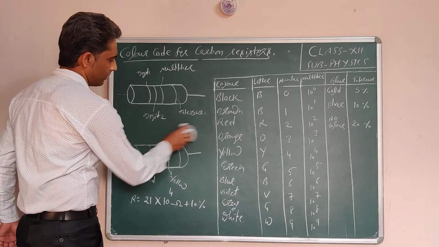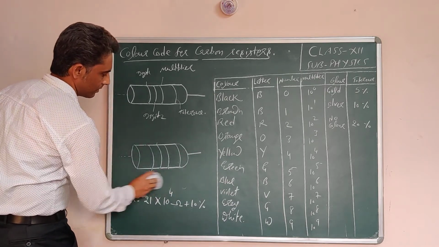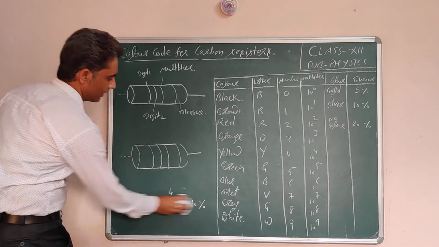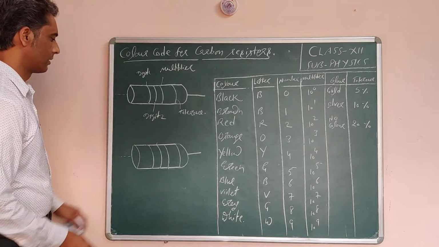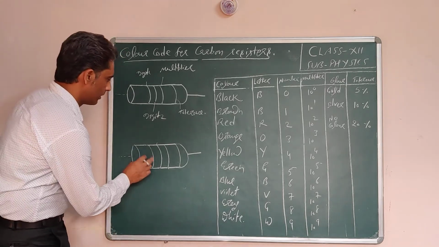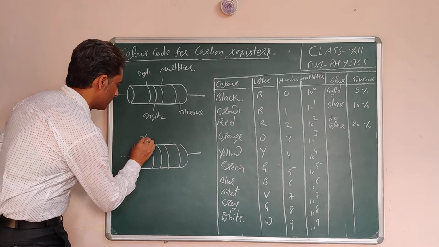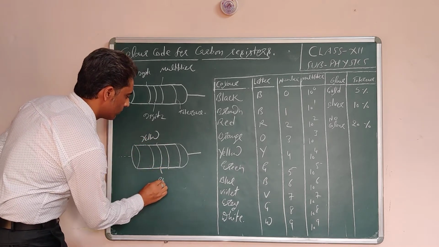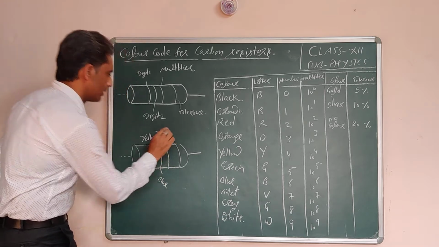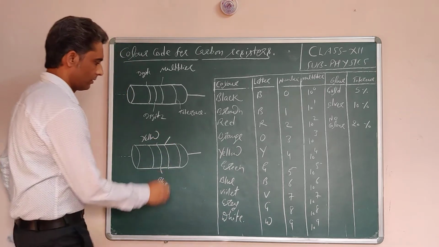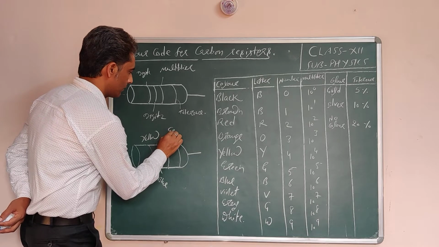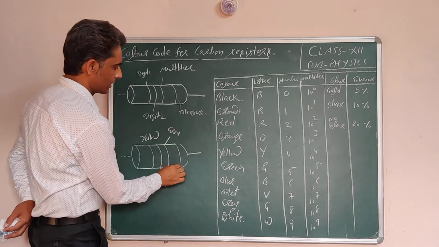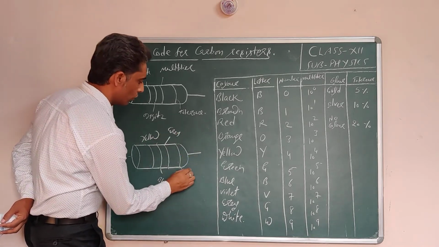If the colors are different, let the colors be, we can take any color. For example, this color, the first one, is yellow, the second one is blue, the third one is gray, and this color, let it be gold.